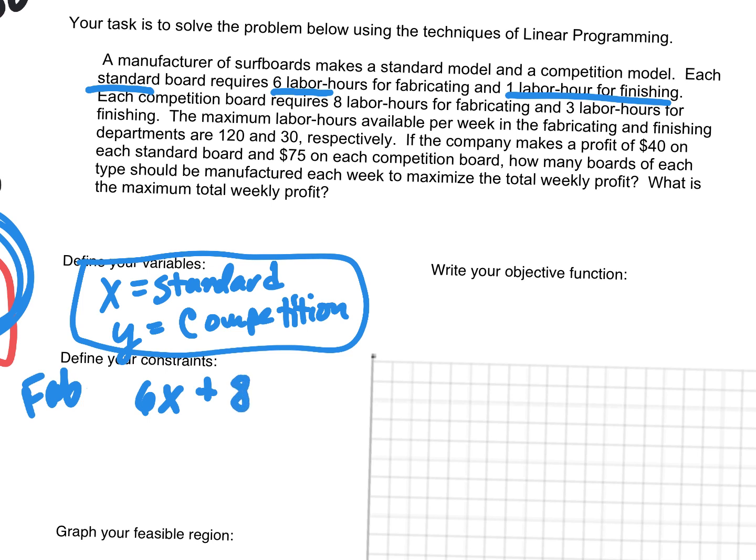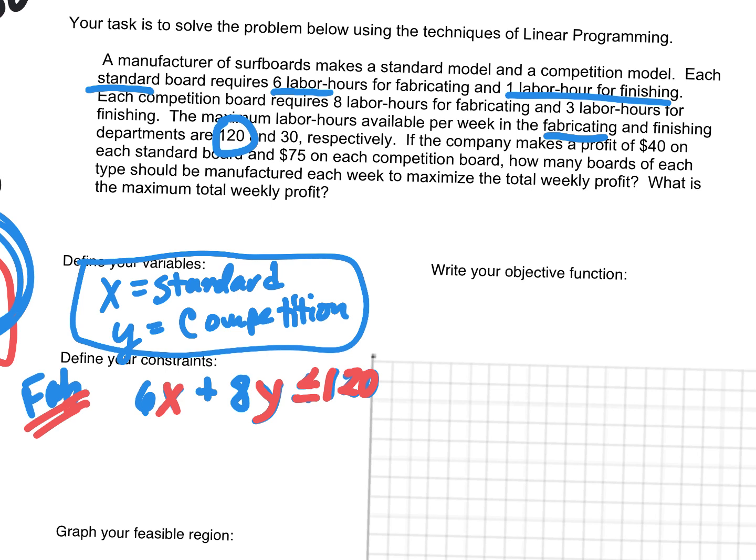and 8 hours of fabricating for the competition boards. And those have to stay less than or equal to, for fabricating, it says 120. Let's see if you got how I just got that. What's X again? Standard boards. For fabricating, it takes 6 hours to make one of the X's. It takes 8 hours to make one of the Y's. And your total fabricating hours, remember we're doing fabricating now, has to be less than or equal to 120. See how I got that?